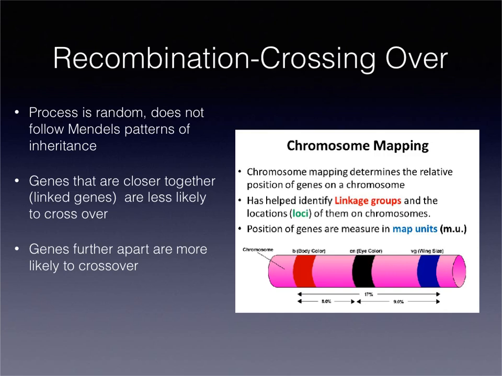Since this process is random, it doesn't completely follow Mendel's patterns of inheritance. Genes that are closer together, meaning they would be linked genes, are less likely to cross over. Genes that are further apart would be more likely to cross over. So if we're looking at our chromosome map over here, the gene for body color and wing size would be more likely to cross over than wing size and eye color, because these are closer together on the chromosome. It shows the frequencies here; it's just less likely, meaning it won't happen as often.